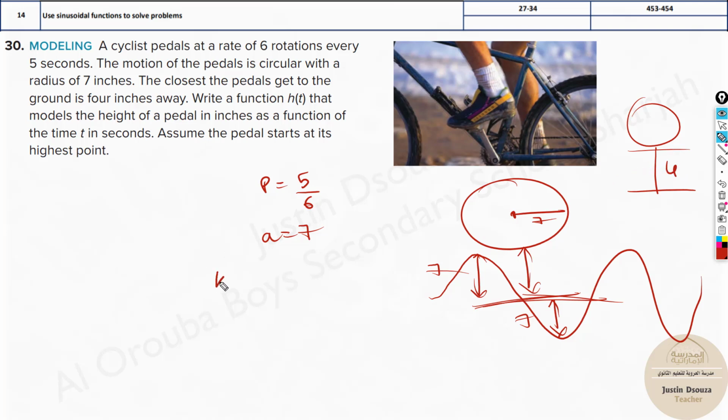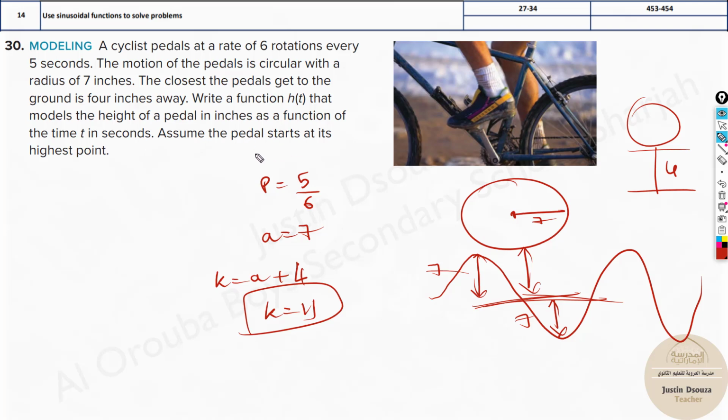So the midline K is equal to, we have done this formula in the previous video as well, A plus this height, right? That is 4. So K is equal to 4 plus 7 plus 4, that is 11. The midline is at 11. The closest the pedal gets is, yeah, that's done. Write the function h of t that models the height of the pedal in inches as a function of time t seconds.